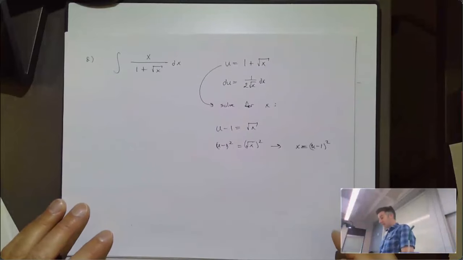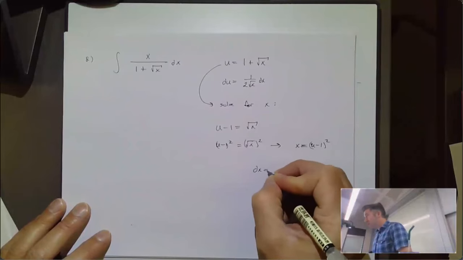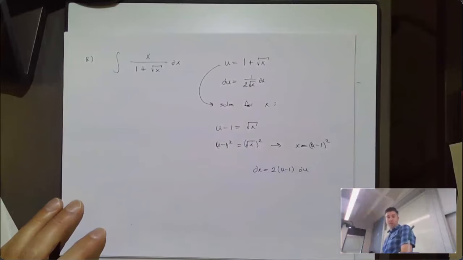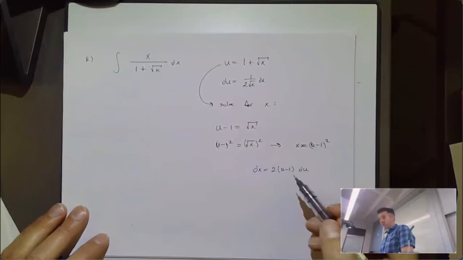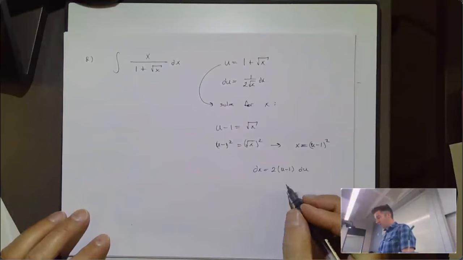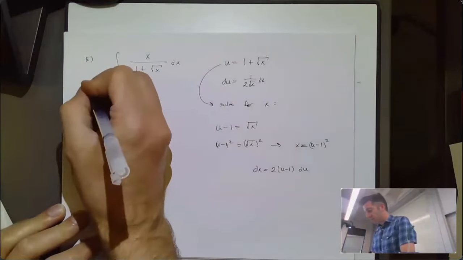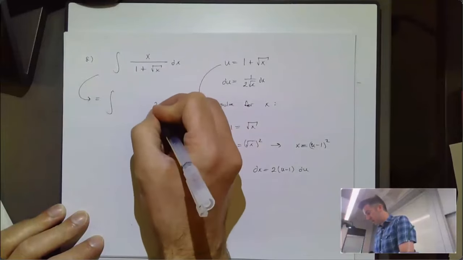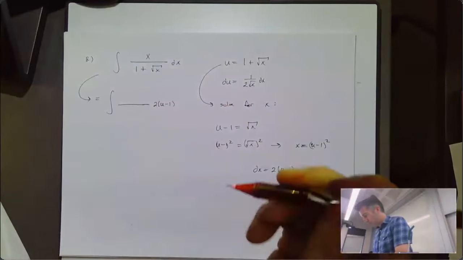So now I'm going to find dx. My dx is going to be 2 times u minus 1 times du. I'm literally just differentiating both sides. Derivative of some stuff squared is 2 times my stuff to the first times the derivative of my stuff. And now we're going to replace dx with 2 times u minus 1. So just let's do dx first. There's my 2 times u minus 1. Great. There's my dx. Make sure we're all super clear about that.